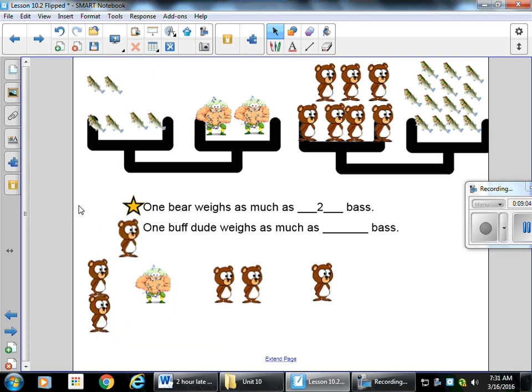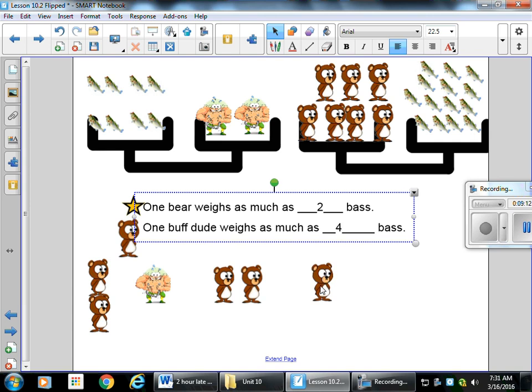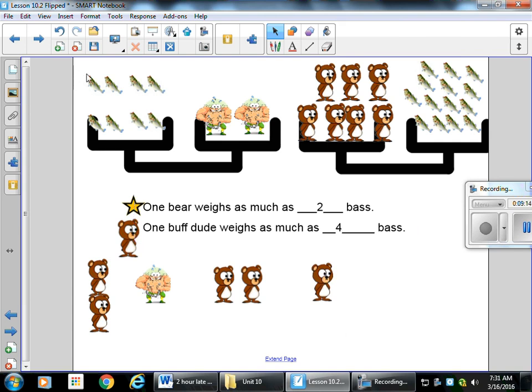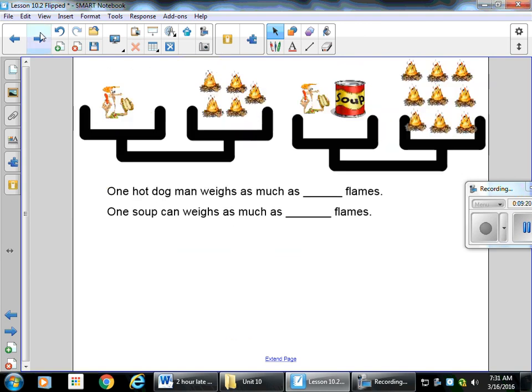This bear's gone. So now take a look. I've got 8 bass, 2 buff dudes. 1 buff dude weighs the same as 4 bass. Take a look. These 4 right here. This buff guy. 4. This buff guy. Excellent.